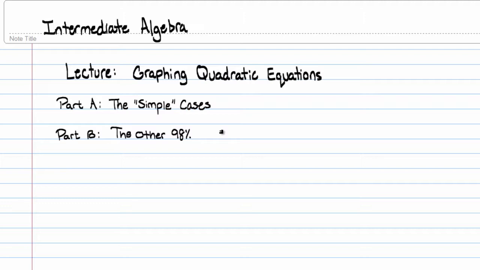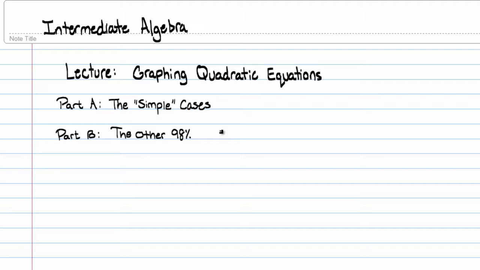This is a continuation of a bunch of lectures I have on intermediate algebra, and specifically on polynomials in intermediate algebra. And this lecture is based on graphing quadratic equations. So that means graphing equations that are like y equals something with an x squared and something with an x possibly, but at least something with an x squared.